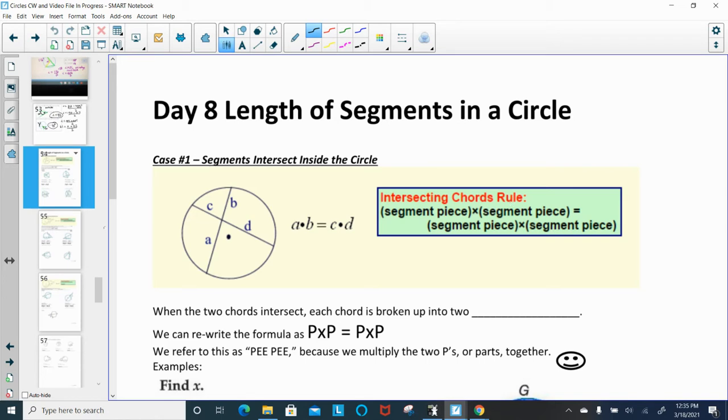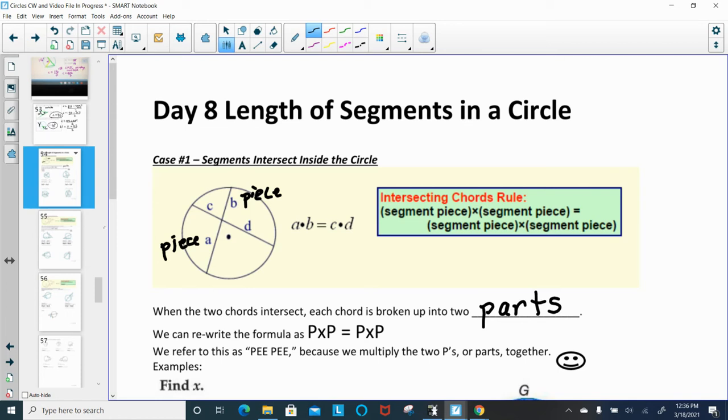The rule is that we look at each line segment. See this big one right here has a segment piece A. So this is a piece. And a segment piece B. So we take those two pieces, A and B, and we multiply them. And then we go look at the other segment, the one that has C and D. We're going to take that piece times that piece. So we have an A times B and a C times D. And so what's really happening here is we're taking the parts, we're multiplying them for each segment.